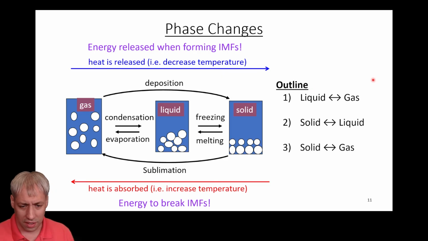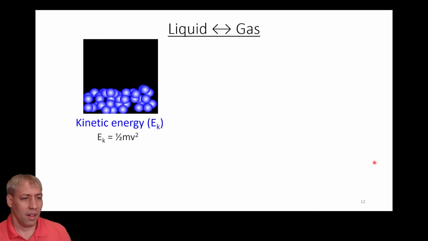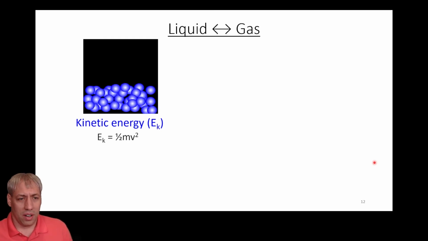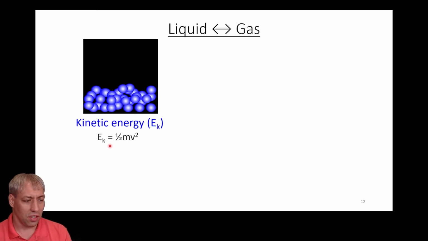And so for the remainder of the chapter, we'll just go through a transition between liquid and gas, solid and liquid, and then solid and gas. And then we'll talk about a phase diagram, which is a summative depiction of all these various different transitions. So when talking about a liquid going to a gas, we have to talk about kinetic energy. And so this is essentially a physics problem.